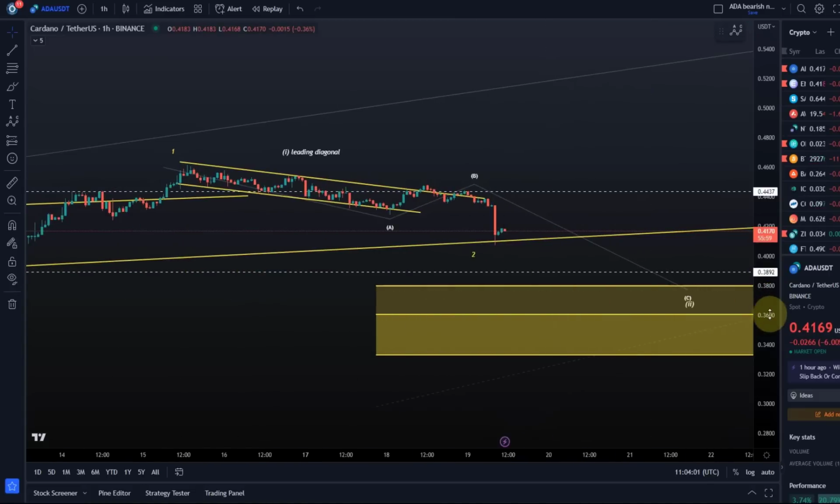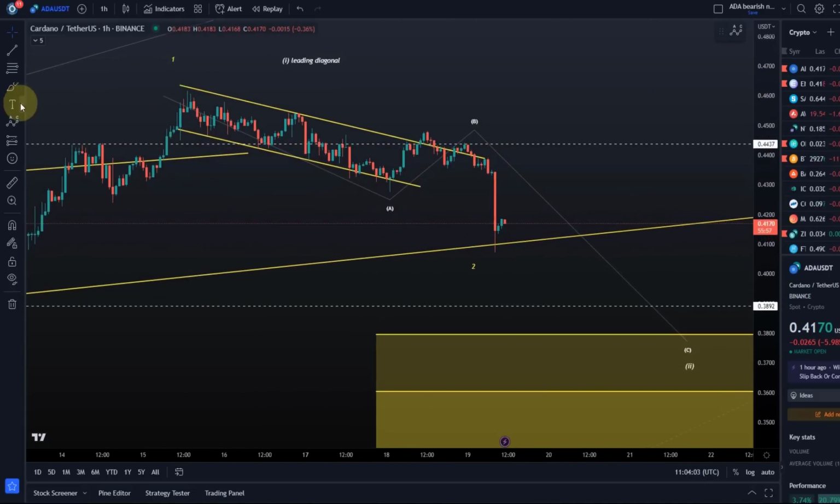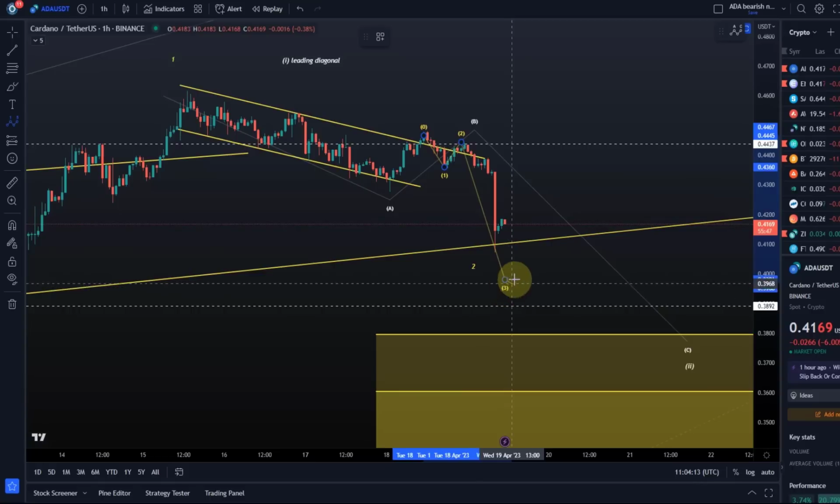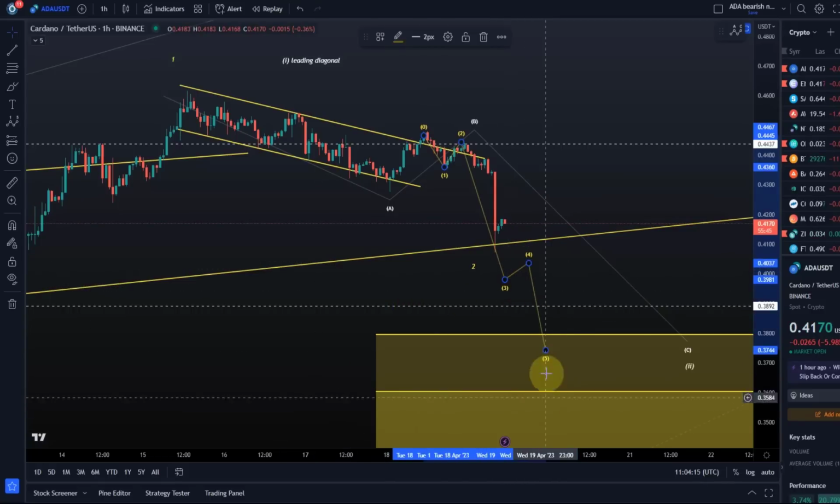Looking at the 1-hour chart, I just want to give you an idea of the roadmap. If we are really in the C wave here to the downside, we could make a case that we had a wave 1 here, a wave 2. It looks like wave 3 is still in the making, then a 4 and a 5. And that would work out quite well looking at the proportions.